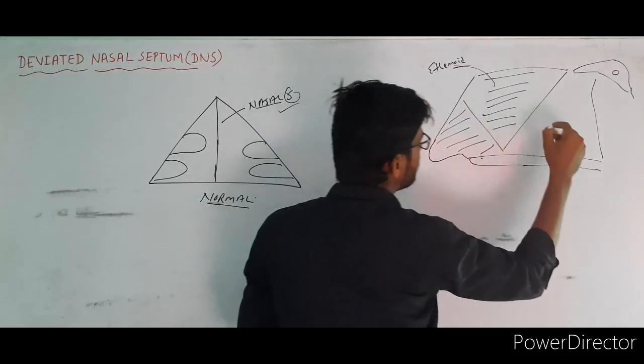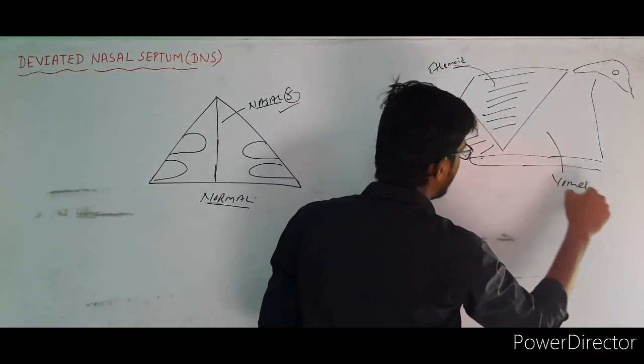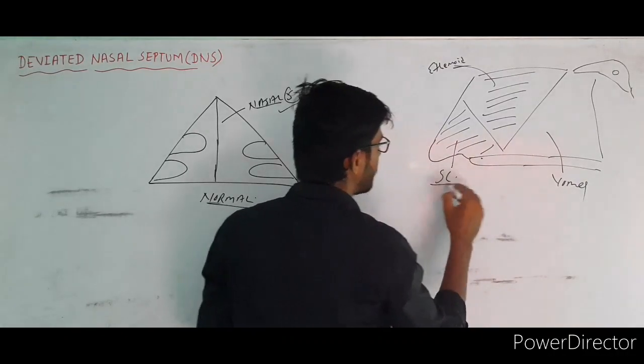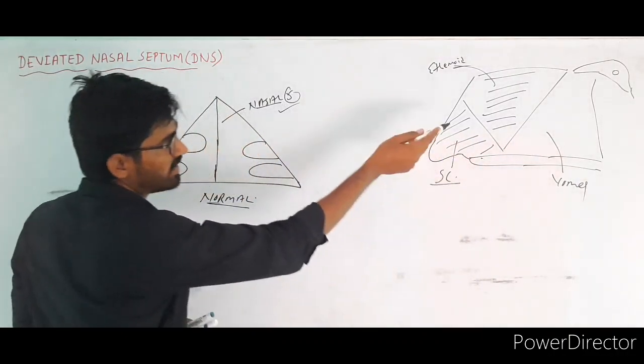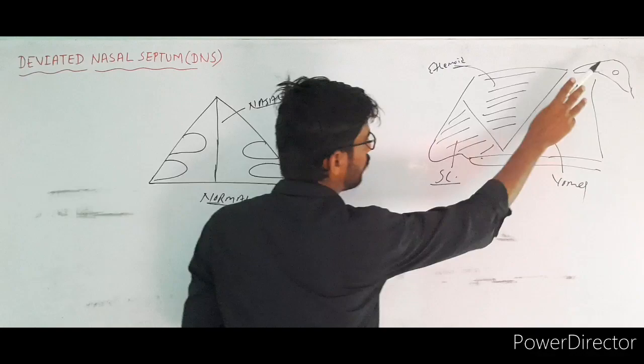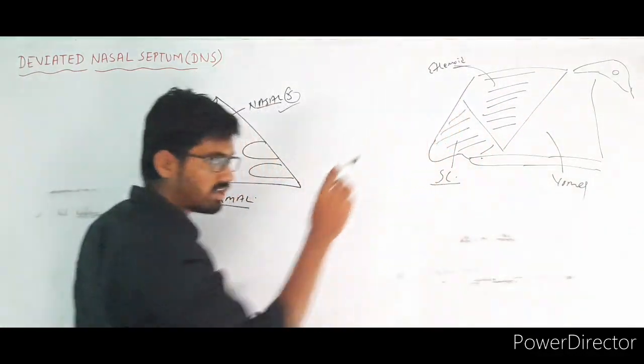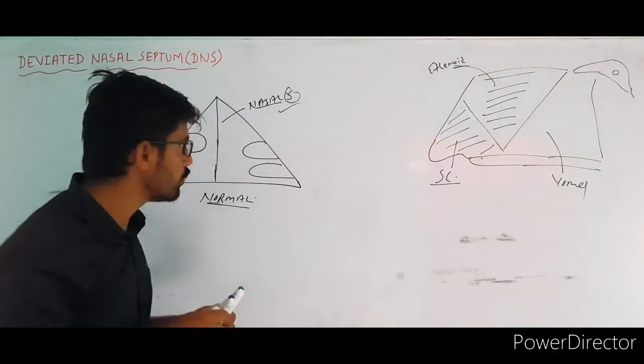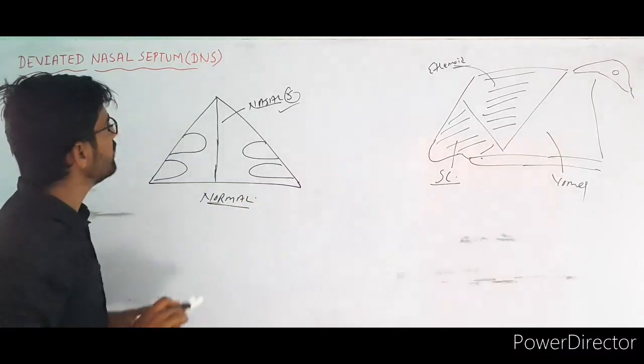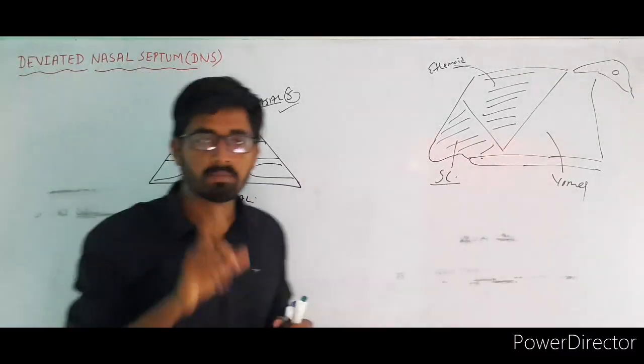Here is the ethmoid. And this is the vomer. And here is our septal cartilage. Am I right? Here is the palatine bone, and this is the sphenoid bone, right? And here is the nasal bone. I hope you all know the anatomy. So we are starting with the deviated nasal septum etiology, right?